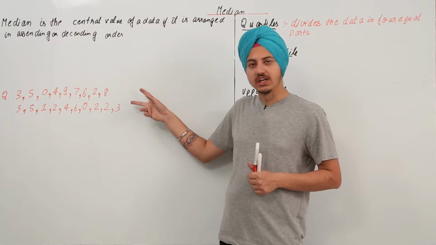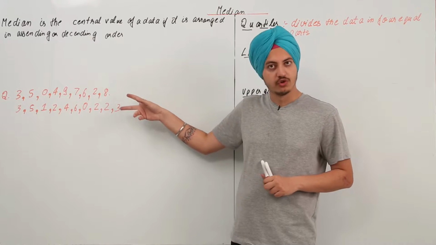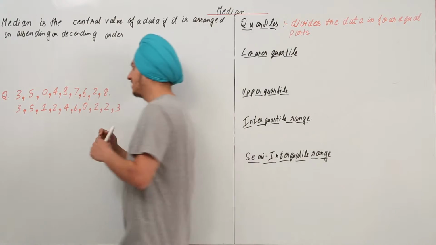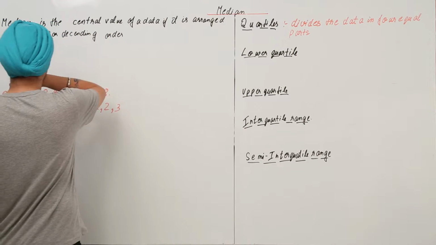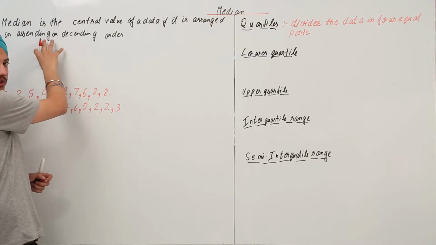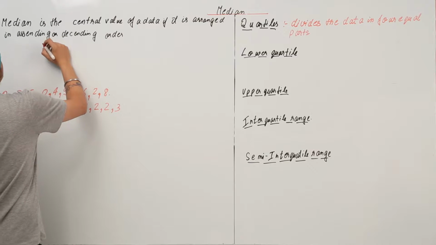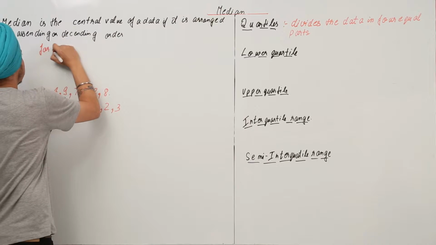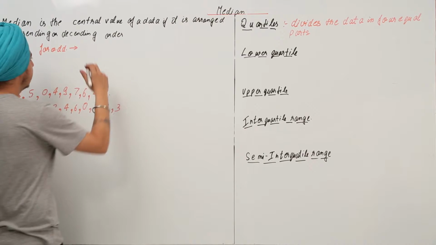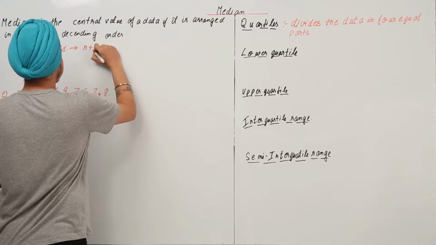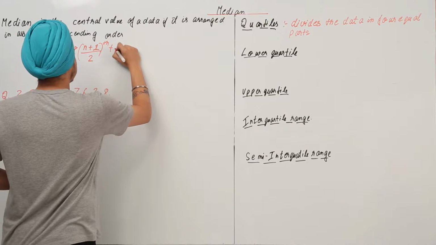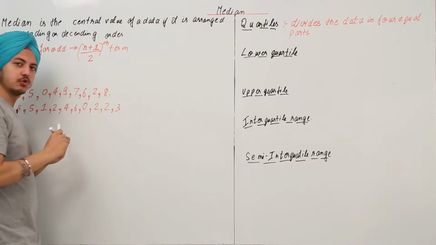So to calculate the median for an ungrouped data, what we do is we first of all arrange this in ascending or descending order and then apply the following formulas. What are the formulas? The formula for odd is n plus 1 by 2, the n plus 1 by 2th term.